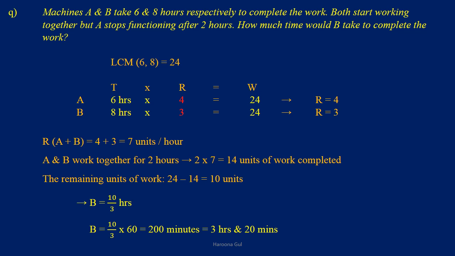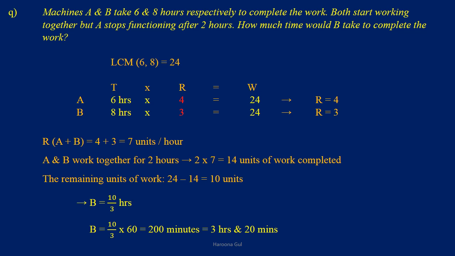Therefore, in order to make our calculations easy, our first step would be to take the LCM of 6 and 8, which is equal to 24. That is, 24 units of work is to be done. Now we know that time into rate is equal to the work done. Therefore, the rate of machine A will be 4 units per hour and that of B will be 3 units of work per hour.